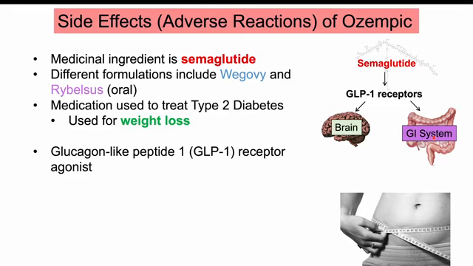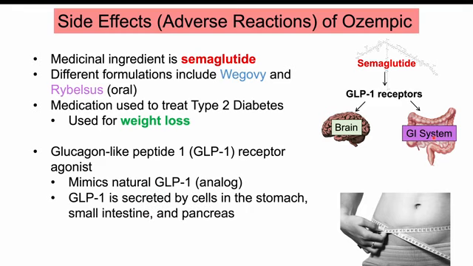Now, semaglutide more specifically would be what we call a GLP-1 analog. So it mimics natural GLP-1. So we actually secrete GLP-1 naturally from our cells in the stomach, small intestine, and pancreas. And what the semaglutide is going to do, like our natural GLP-1 would do, is that it's going to cause satiety. It's going to cause satiety by several different mechanisms.